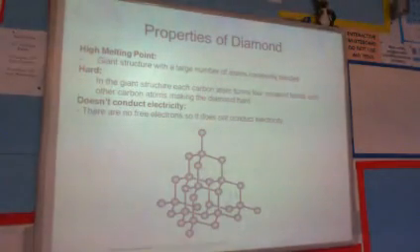It also means that in order to change it from a solid to a liquid, you have to put in a lot of energy to break these bonds. All of them must be broken, so it means it has a very high melting point. And because it has no free electrons, it does not conduct electricity.